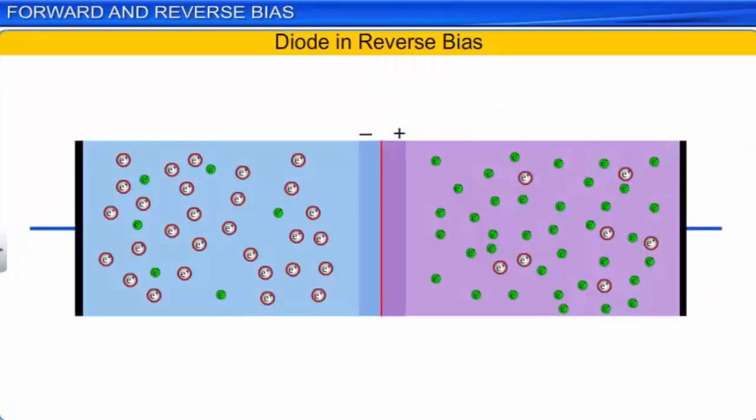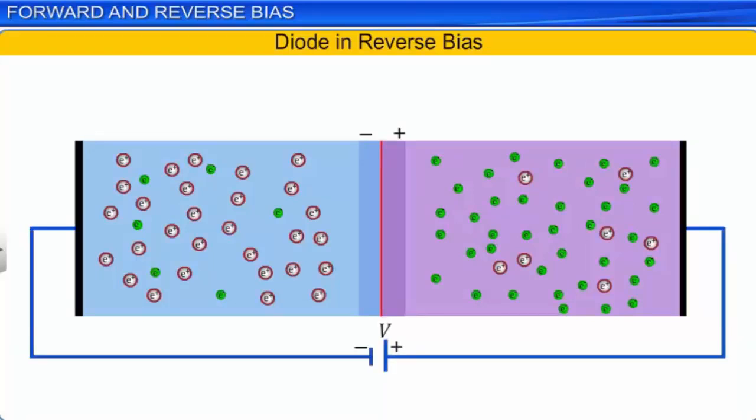Now let us study the reverse bias connection of a p-n junction diode. For this, connect a p-n junction diode to a battery such that the p side is connected to the negative terminal and the n side is connected to the positive terminal of the battery.